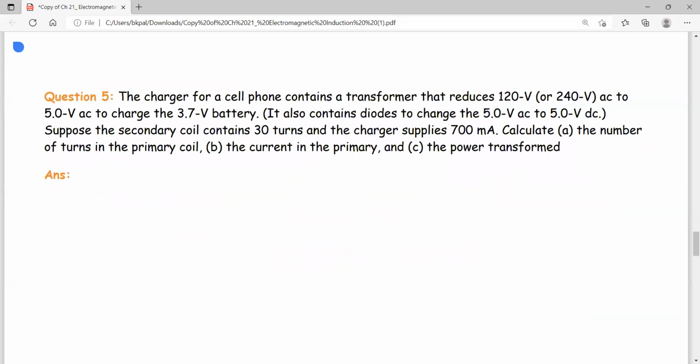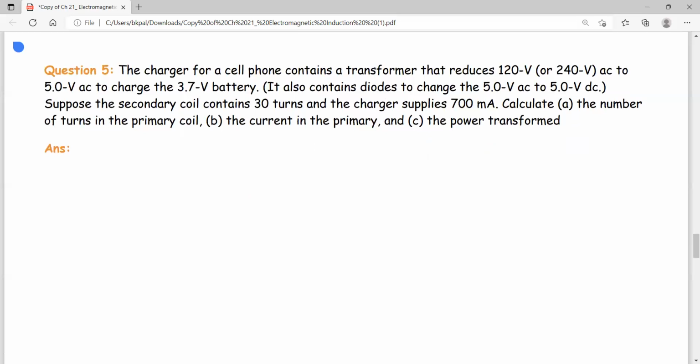Next one is about a transformer. What we are given is that the charger for a cell phone contains a transformer, as you know now, which reduces 120 volt AC to 5 volt AC to charge the 3.7 volt battery.